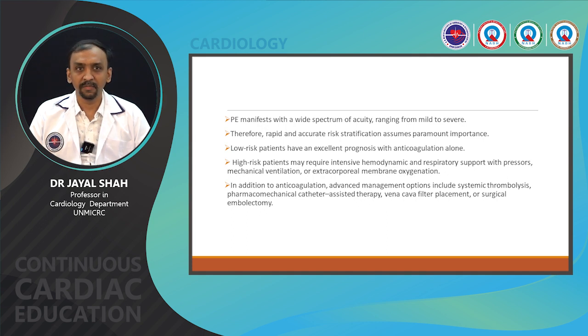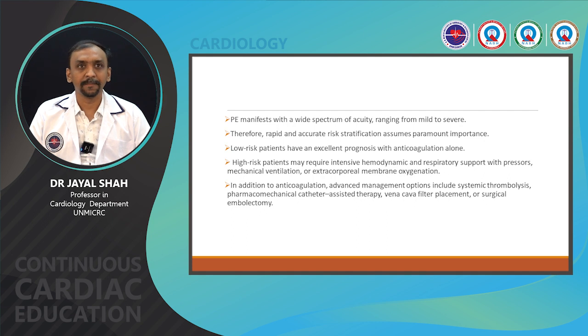Regarding the current anticoagulation practice for acute PE, pulmonary embolism manifests with a wide spectrum of acuity ranging from mild to severe. Rapid and accurate risk stratification remains the cornerstone of management. Low risk patients have an excellent prognosis, while high risk patients require intensive hemodynamic and respiratory monitoring and support with pressors, mechanical ventilation, or ECMO support. In addition to anticoagulation, advanced management options also include systemic thrombolysis, pharmacomechanical catheter assisted therapy, IVC filter placement, or surgical embolectomy.